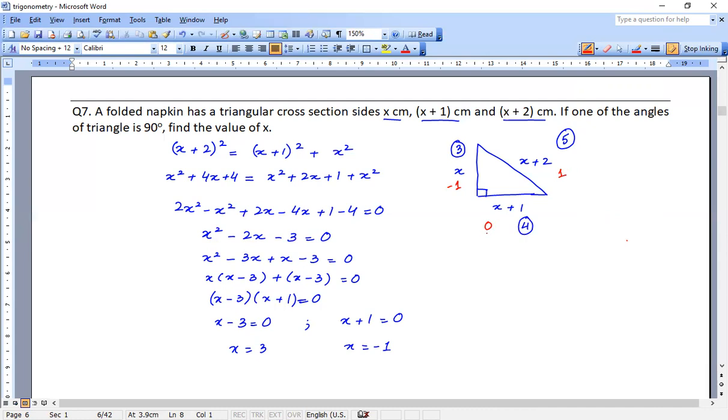There are two things. First of all, the length of a side cannot be negative. Second, if you take x equals minus 1, this side becomes 0. The length of a side can also not be equal to 0. So x equals minus 1 is not the answer. x equals 3 is the acceptable value of x. So you'll say that the value of x is 3 in this situation and not x equals minus 1. Okay. Thank you.